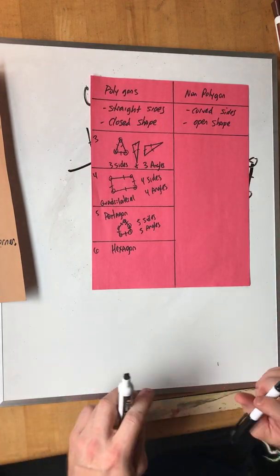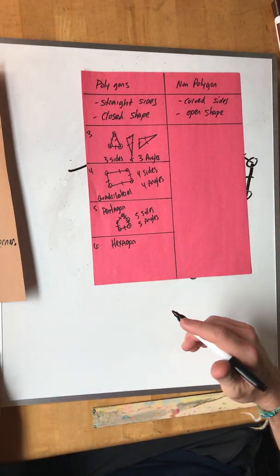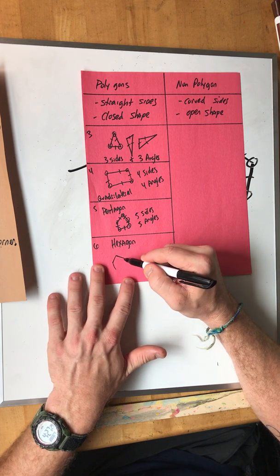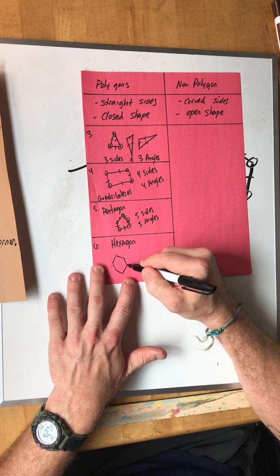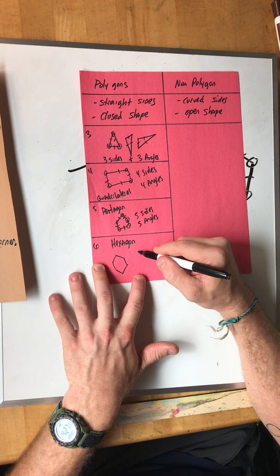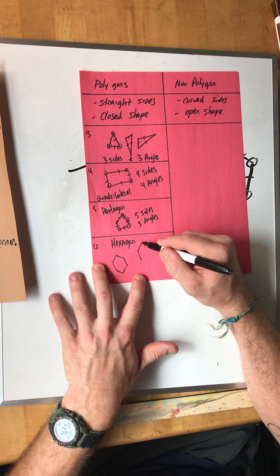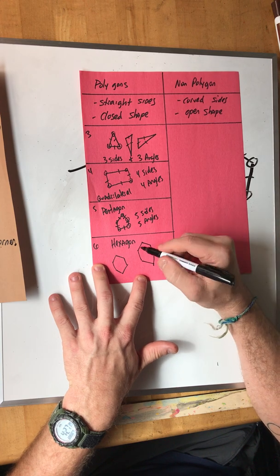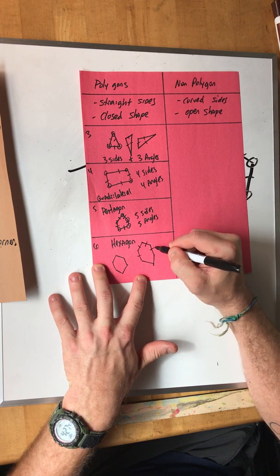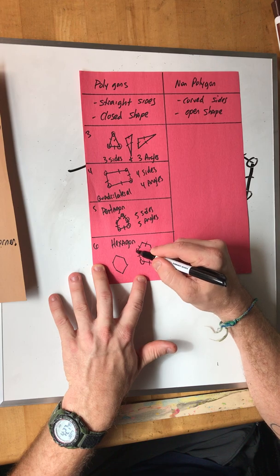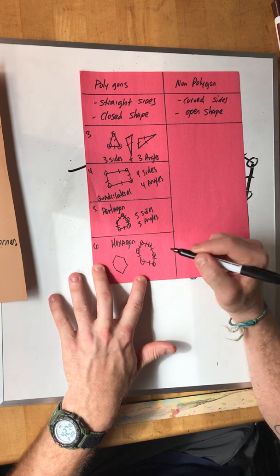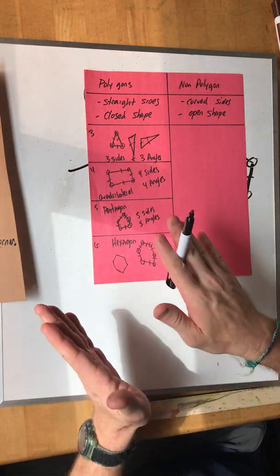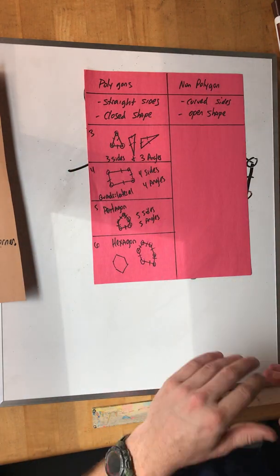All right, here we go. Let's draw a hexagon and complete our chart. Maybe another one a little bit bigger. Count the sides. 1, 2, 3, 4, 5, 6. Count the angles. 1, 2, 3, 4, 5, 6. 6 sides, 6 angles. Okay, these are polygons. Let's talk about the non-polygons.